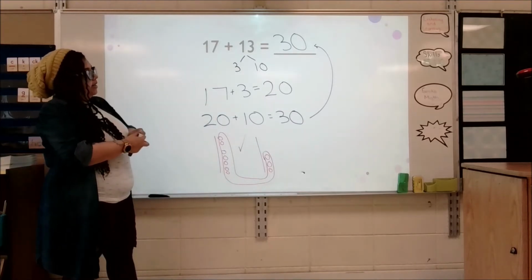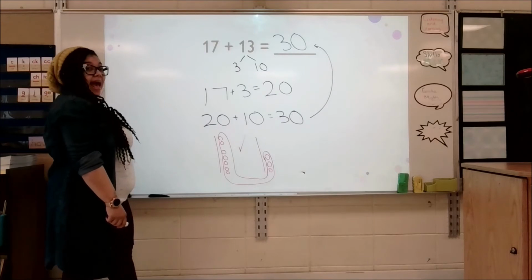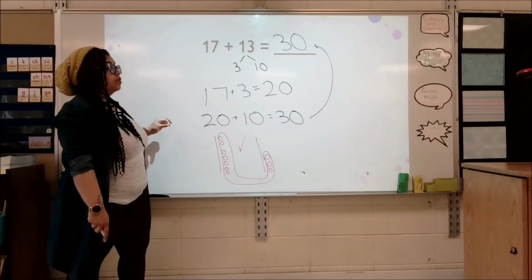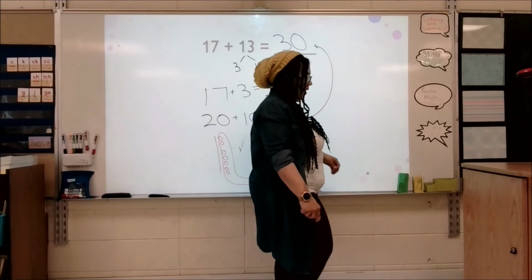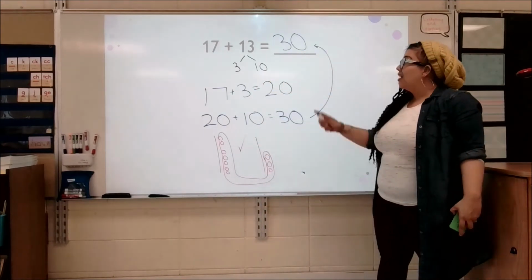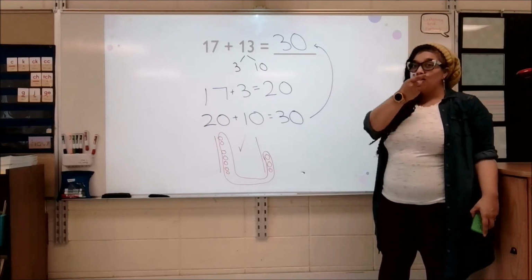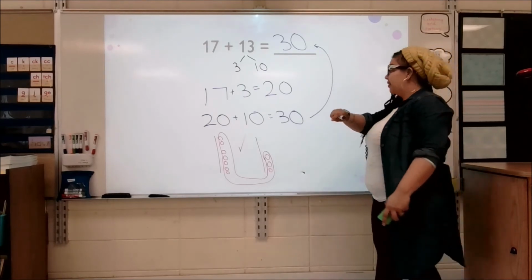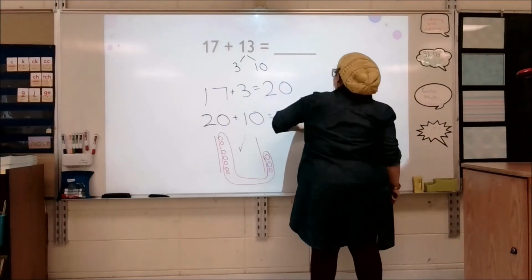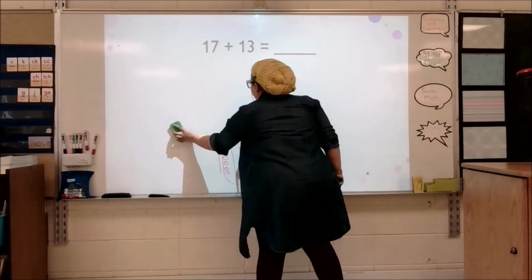This is us modeling, moving the ones, basically adding the ones first. Adding ones to complete groups of 10. We're always trying to make complete groups of 10 because as we said, 20 plus 10 is much easier than 17 plus 13, isn't it? I like 20 plus 10 better, don't you? You do? Okay, good. Okay, let's see what other kind of problem we have.